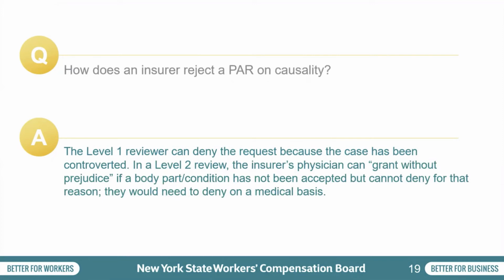How does an insurer reject a PAR on causality? The Level 1 reviewer can deny the request because the case has been controverted. In a Level 2 review, the insurer's physician can grant without prejudice if a body part or condition has not been accepted but cannot deny for that reason. They would need to deny on a medical basis.